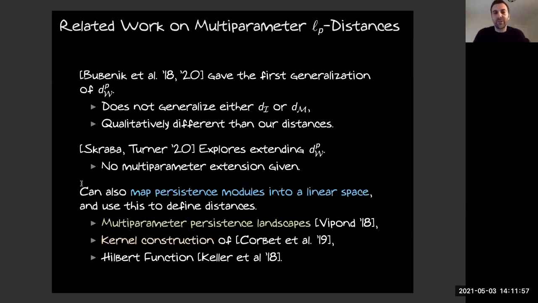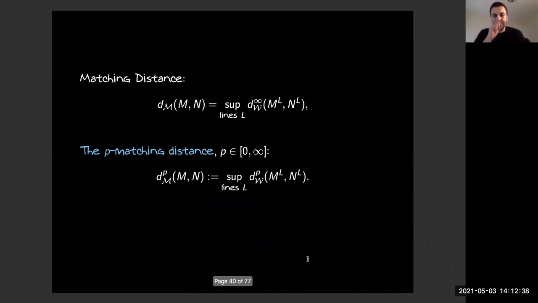And then finally, one thing somebody can do here is map the persistence modules into a linear space where you have a p-norm and then use that p-norm to define distances. There's a lot of this kind of featurization being done in the TDA literature, and there are a few works considering this type of thing from an LP standpoint as well for multi-parameter persistence modules. So maybe this is an alternative approach to the p-Wasserstein distance that we're about to introduce, with some different properties. But I think in applications, it would be really nice to compare some or all of these to what we plan to do. Fine.